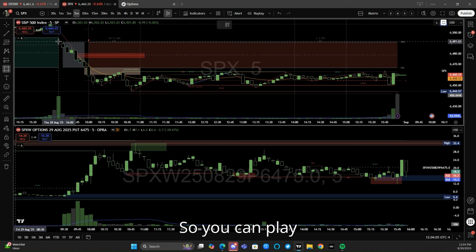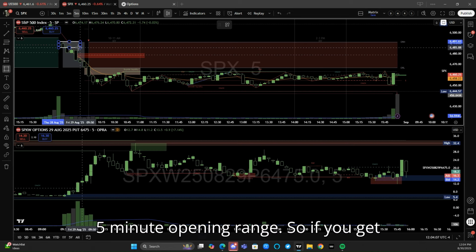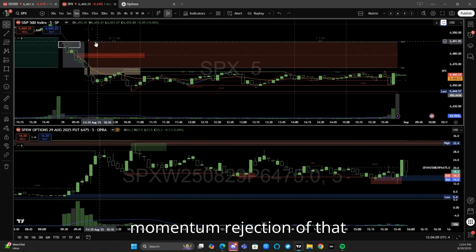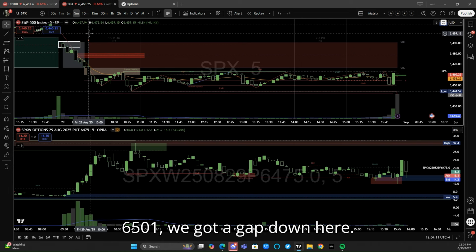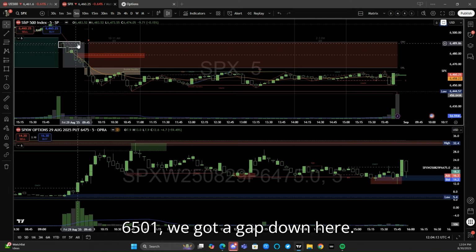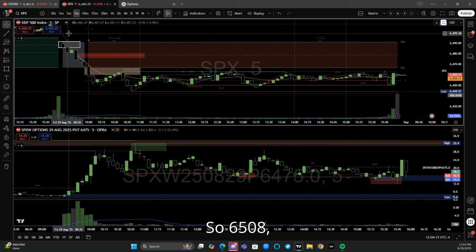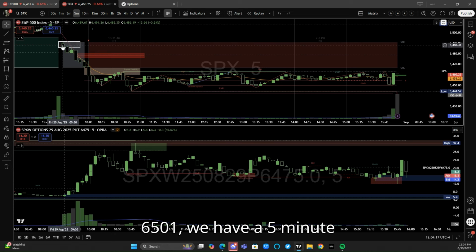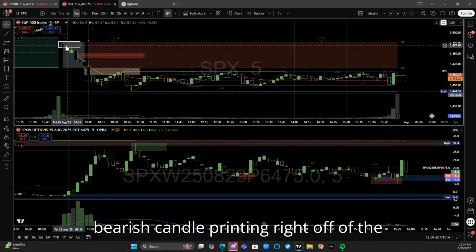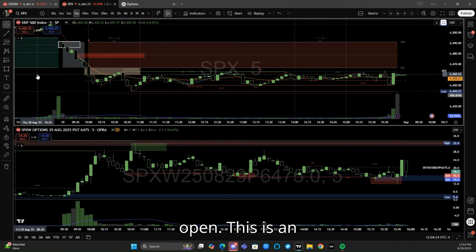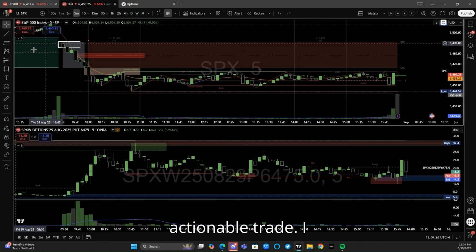So you can play the 5-minute opening range. If you get momentum, rejection of that 6501, we got a gap down here. So 6508, 6501, we have a 5-minute bearish candle printing right off of the open. This is an actionable trade.